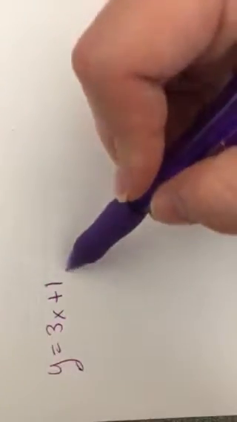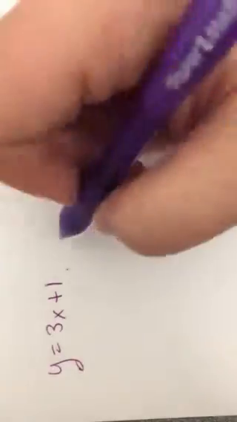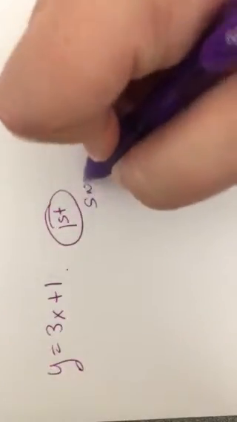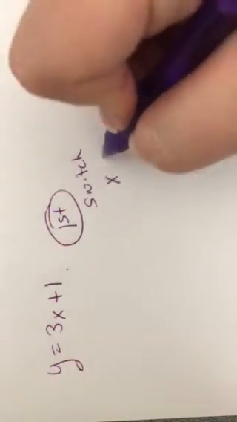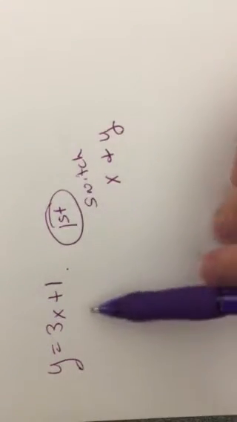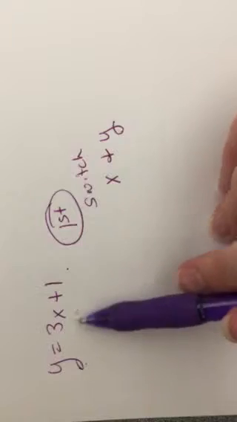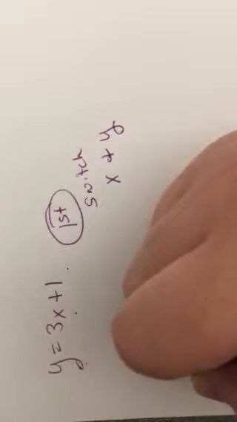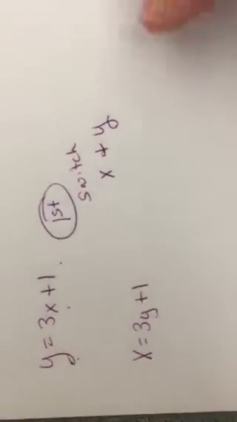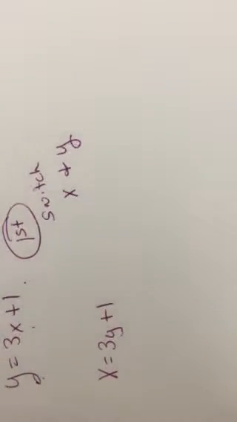Now, in order to find the inverse of a function, your first step is to switch the x and the y. So, literally, you're going to move the x over here and move the y over here. So you're going to rewrite it, and it's really going to be x equals 3y plus 1. Okay, so that's the first step.